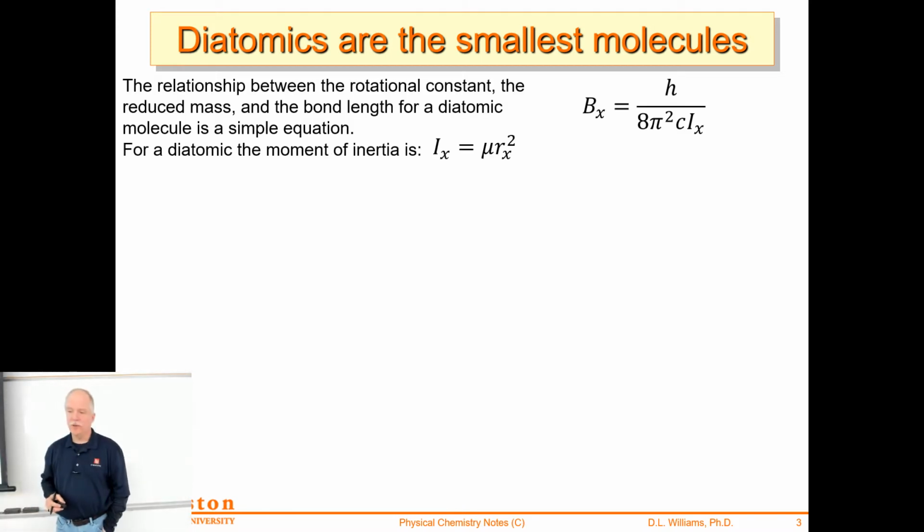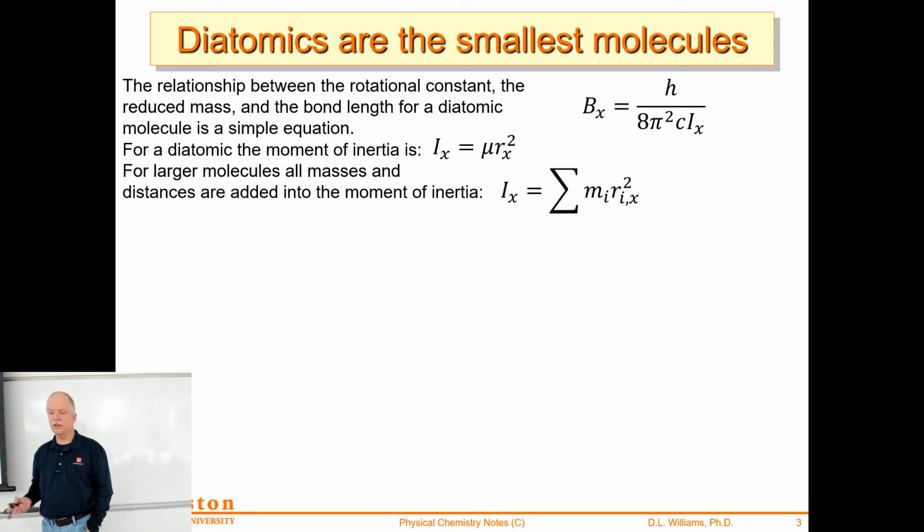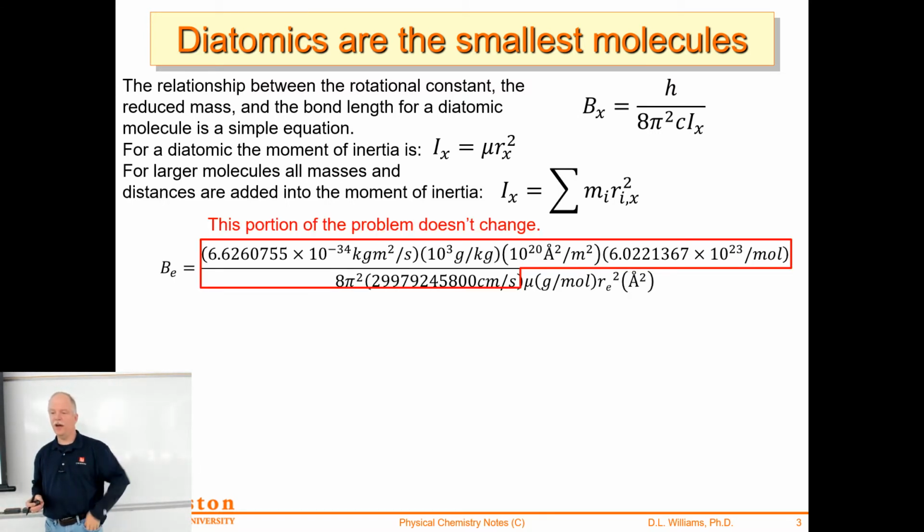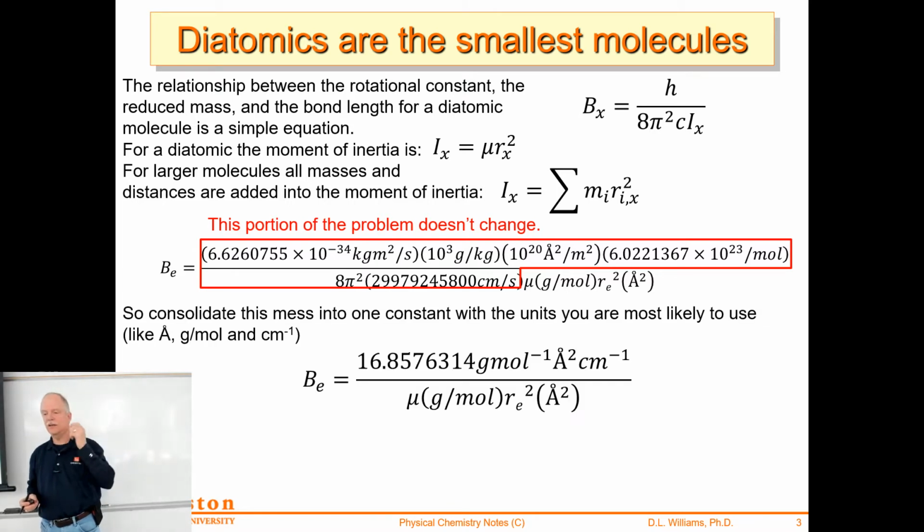So diatomics are the smallest molecules. Let's look at the rotational constant. This is some review, looking again at mass in the denominator and size or bond length in the denominator. And so we have all of that. Remember, that whole portion doesn't change and is roughly equal to 16 gram per mole angstrom squared wave numbers. That way you can use grams per mole for your reduced mass, and you can use angstroms for your bond length. And so you can come up with these rotational constants very easily.